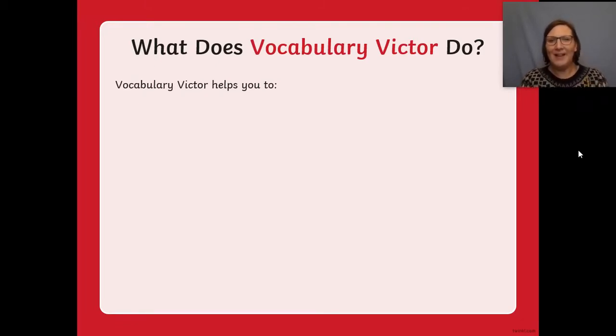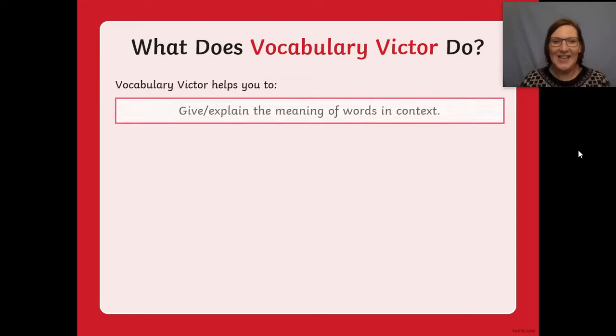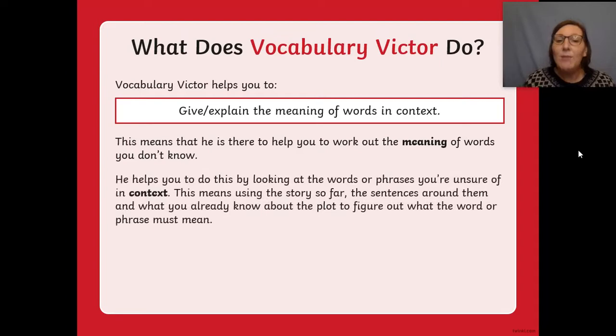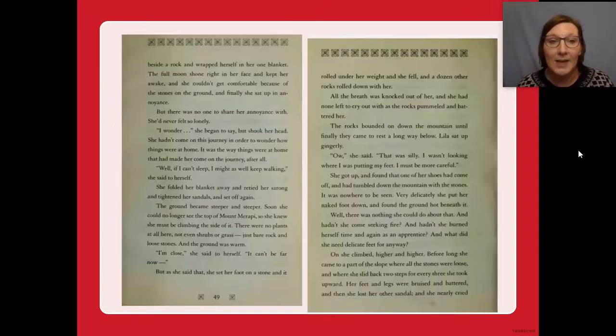Okay, welcome back. Can you remember? Let's see. He gives or explains the meaning of words in context. That means it's in the right place in the sentence. It makes sense. It means it's there to help you work out meanings of words that you don't know. So the context will give you some background information to what the word might mean. It helps you to do this by looking at words and phrases you're unsure of in the context. This means the story so far, the sentence around them, and what you already know about the plot to figure out what the word or phrase must mean.